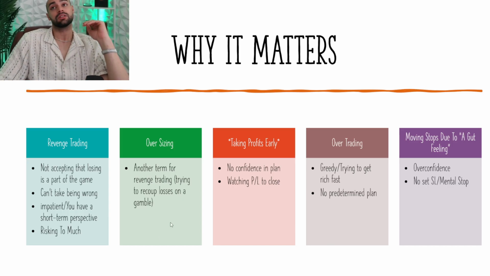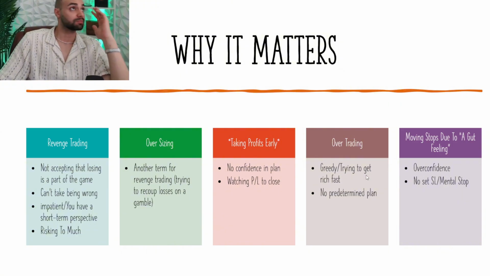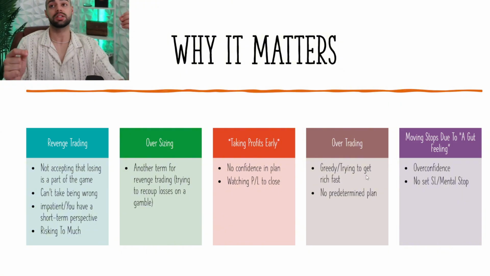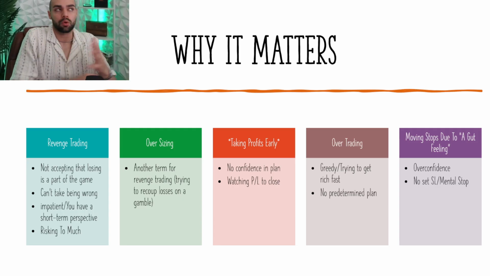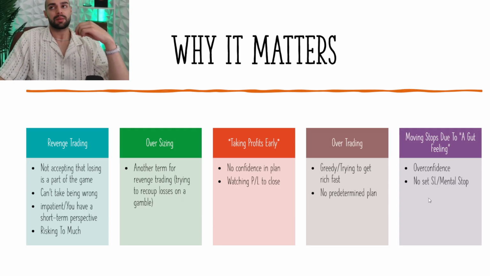Overtrading is also a super big one. You're being greedy, trying to get rich really fast. You have no predetermined plan. You're basically just gambling, and that's one of the most common ones. Moving stops on a gut feeling is another, as is being married to your bias and having overconfidence in a setup.